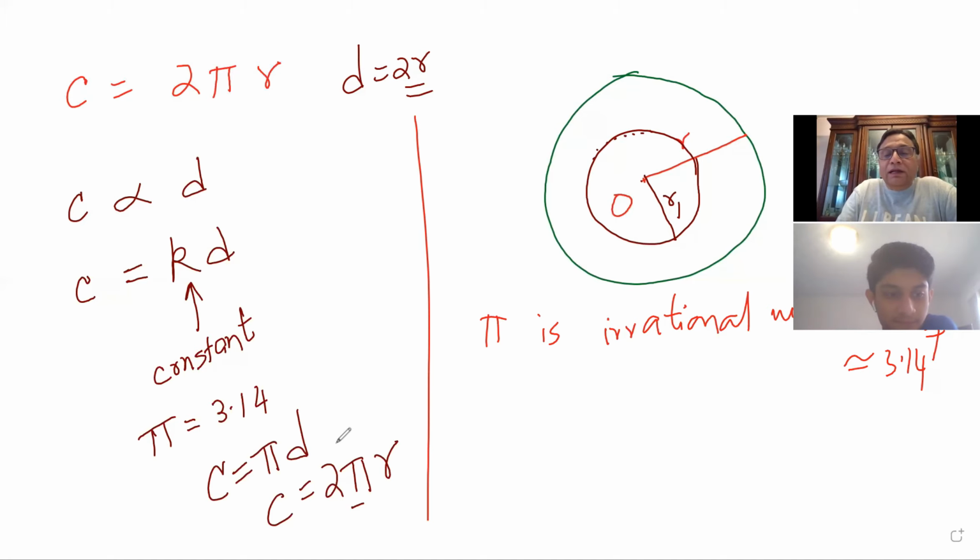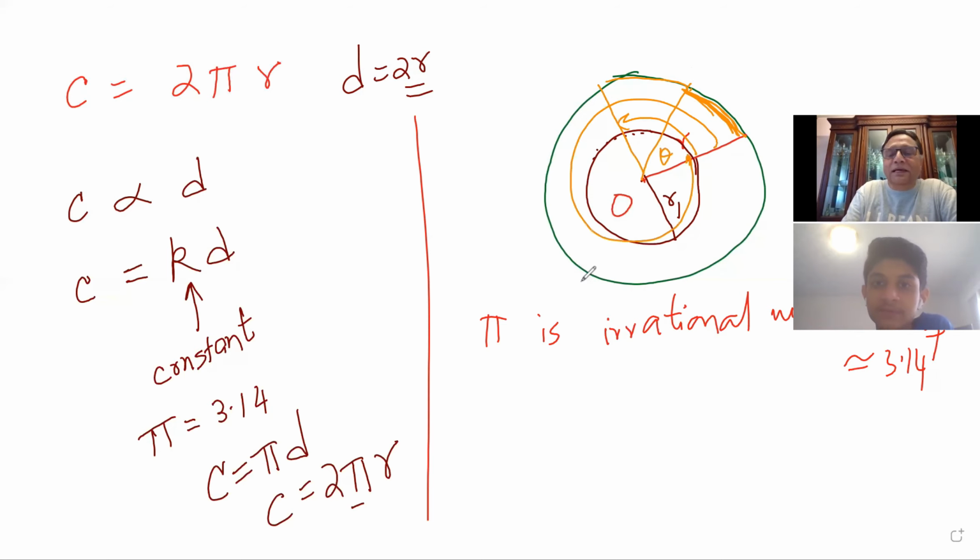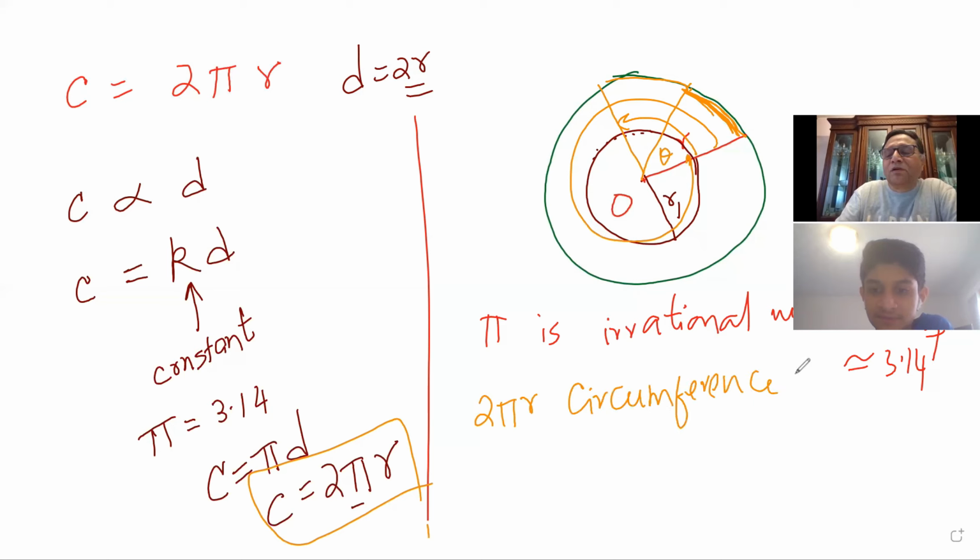Now, you will also notice that if I go around the circle, and I am only interested in that much of the length, it will be proportional to the angle theta, correct? And if I go more, it will be a larger angle, so it will increase, correct? If I go the full length, then it is 2 pi r. So 2 pi r is the circumference for the full circle. Is it okay?